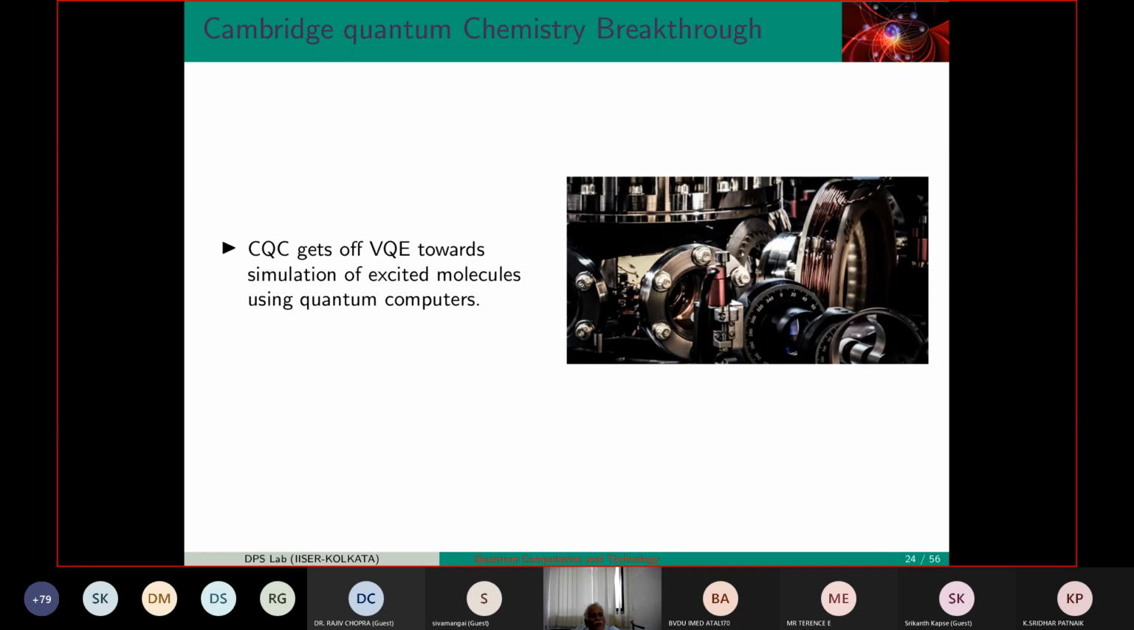In the first paper, they computed the ground state energy of big molecules using VQE, the variational quantum eigenvalue solver. You can actually use it. Our students are also using it. It's a platform open for everybody.